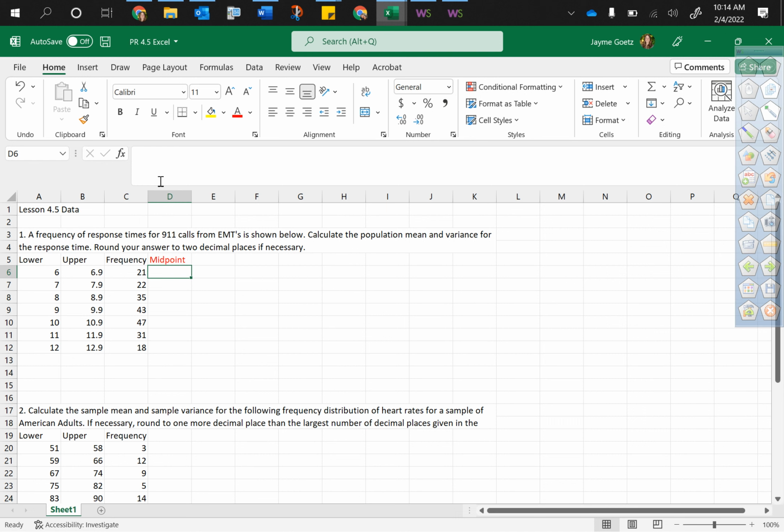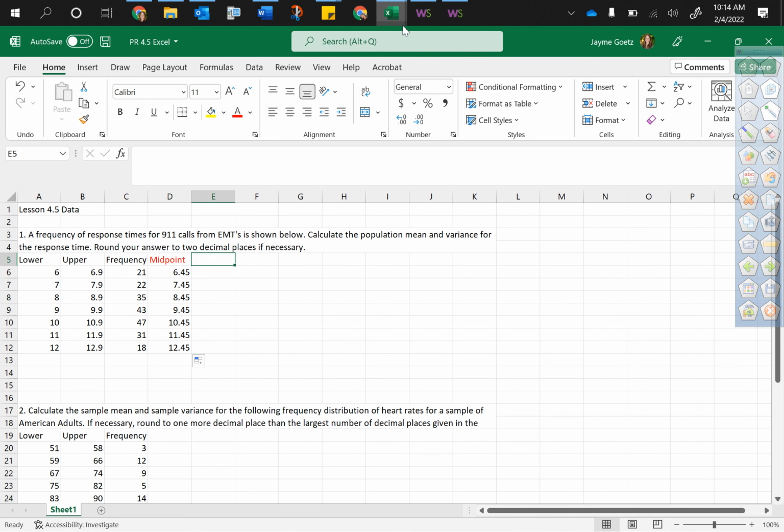So by creating a lower category and an upper category, here's what I can do instead. We're going to hit equals, and we're still going to do open parenthesis, but instead of typing in 6 and 6.9, now I can use the cell reference. I can click on A6 plus B6, close your parenthesis, and divide it by 2. Then, instead of doing it for the rest, I can just drag it down. It's going to take the lower and the upper of each row and average them. So the midpoint for each one of our categories is 6.45, 7.45, 8.45. You get the gist, okay?